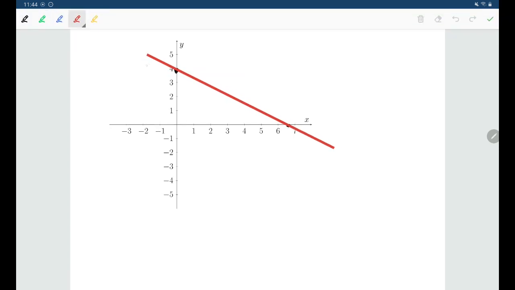And put arrowheads on my line. There we go. Now, the points that I need to label: the point (0, 4), I don't need to label it with its coordinates because that point is at one of the tick marks. However, the other intercept, (2/3, 0), that's not at one of the tick marks, which means that is going to be something that I'm going to need to label. So (2/3, 0), I've labeled that point.